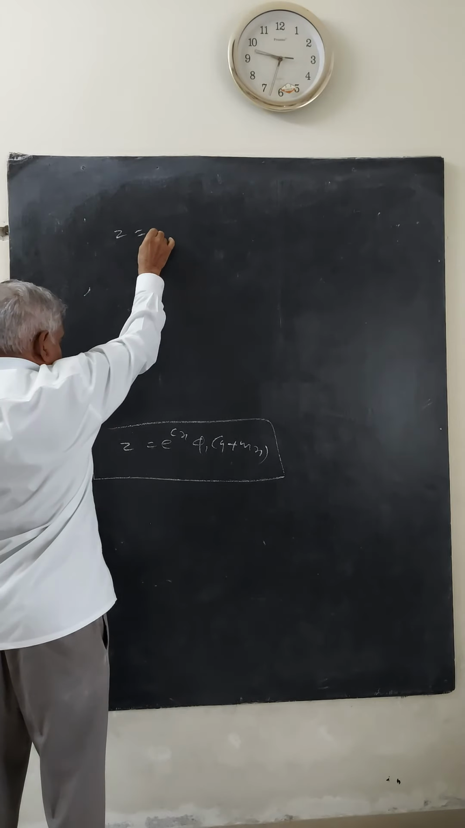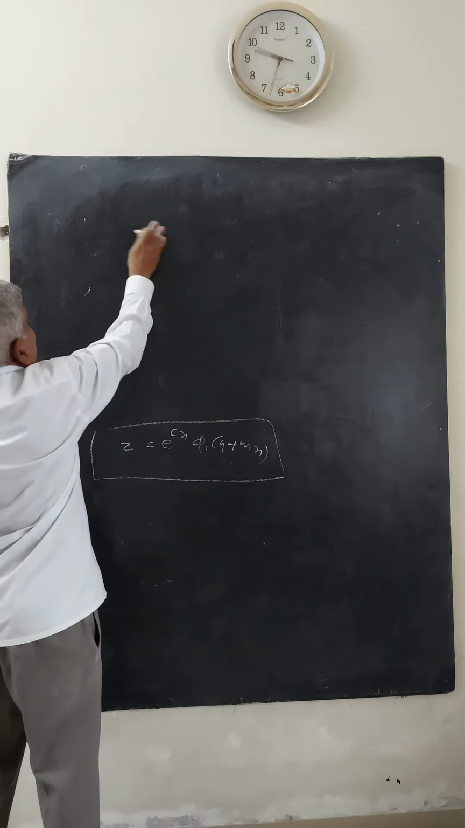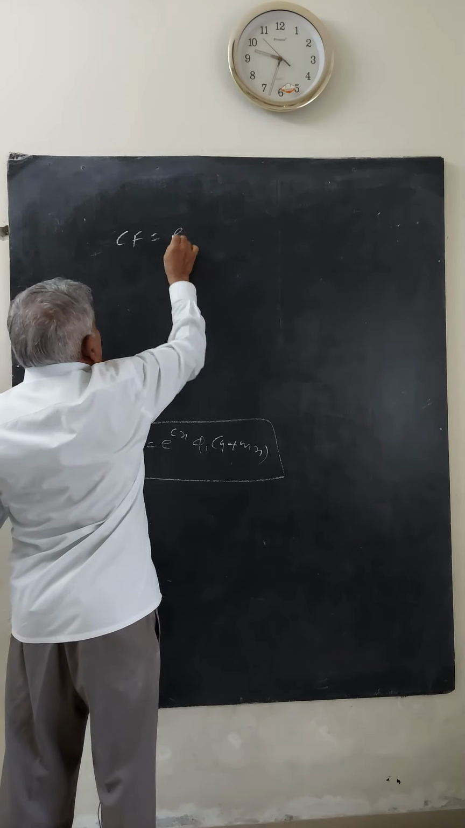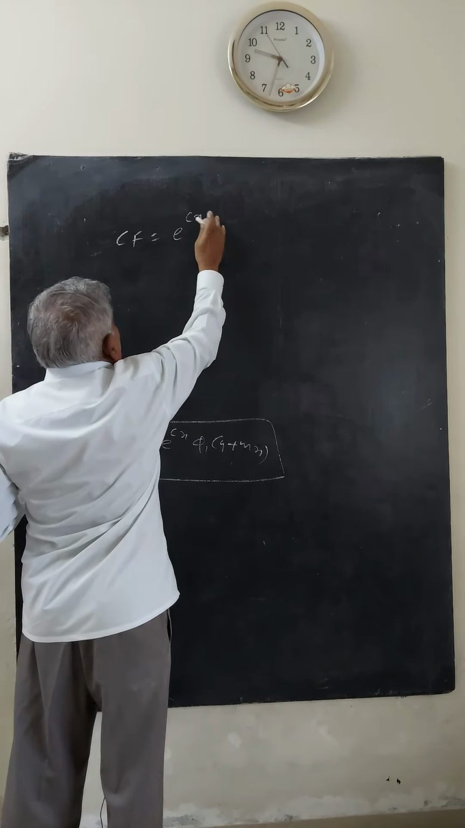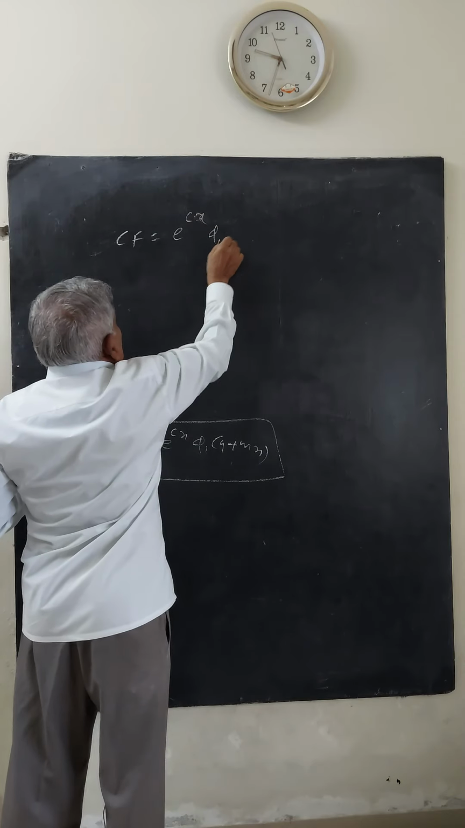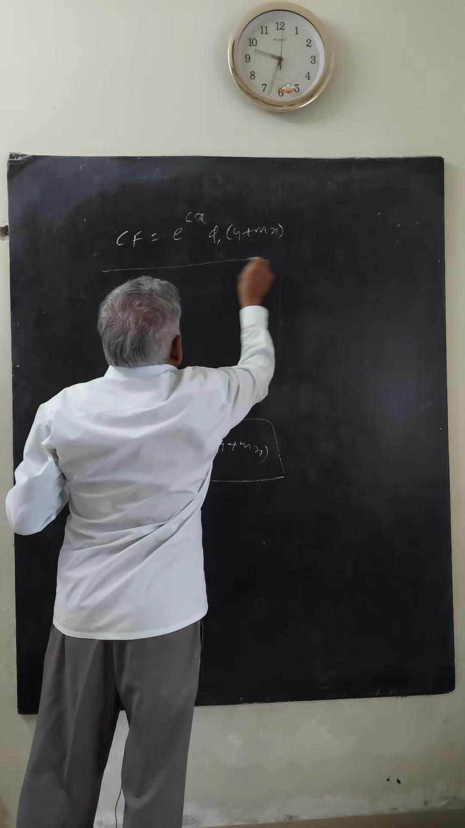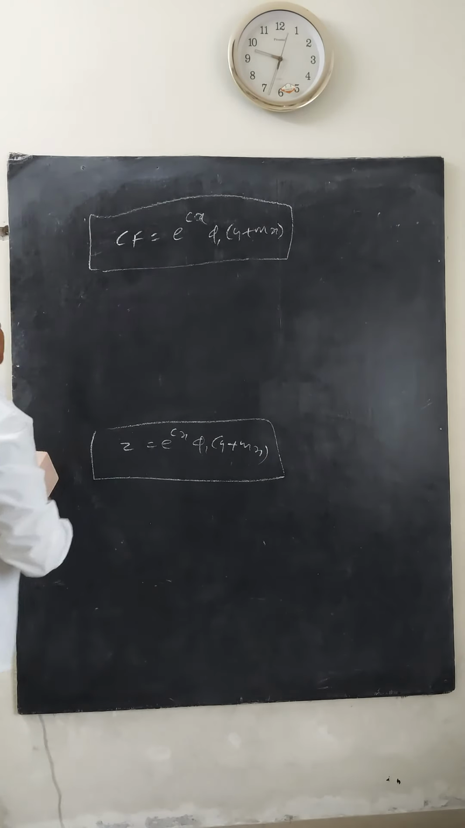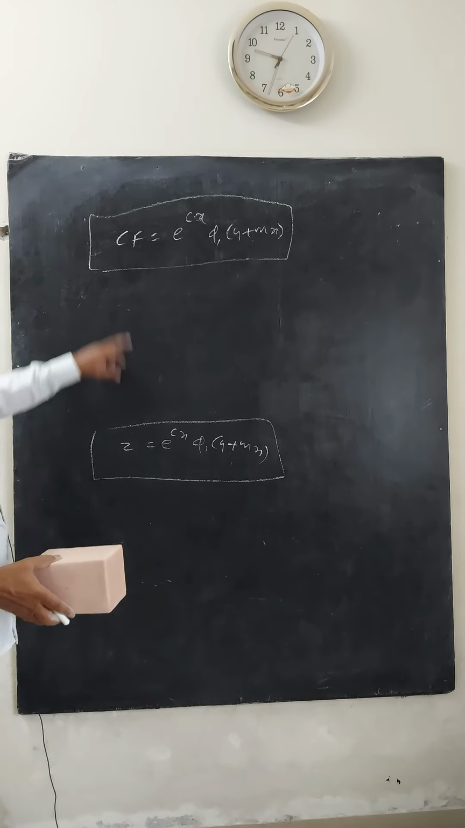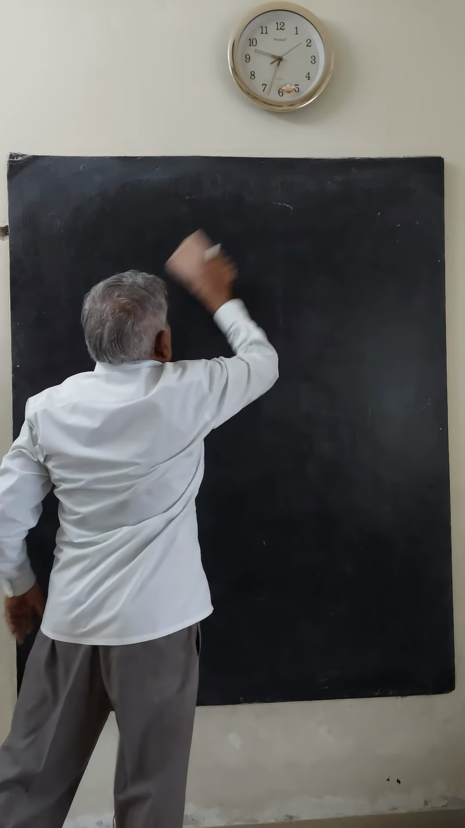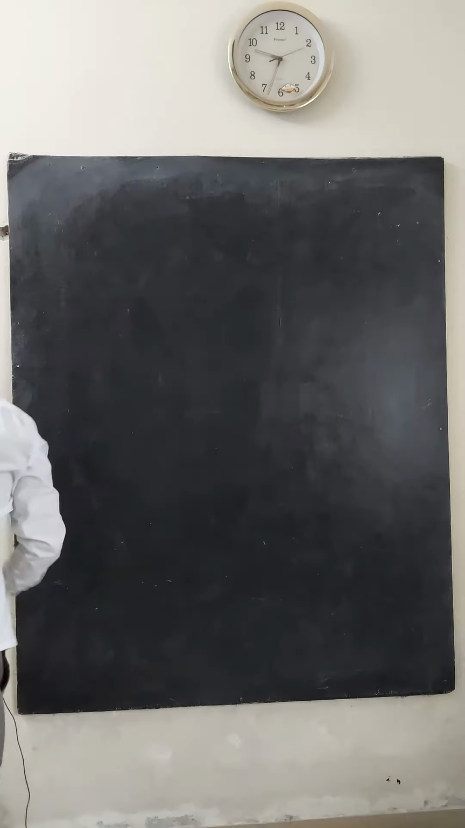z equal to, this is called CF, the complementary function, equal to e power cx phi 1 of y plus mx. This is permanent to all sums. It can be taken as the complementary function. Now let us enter into solving sums.